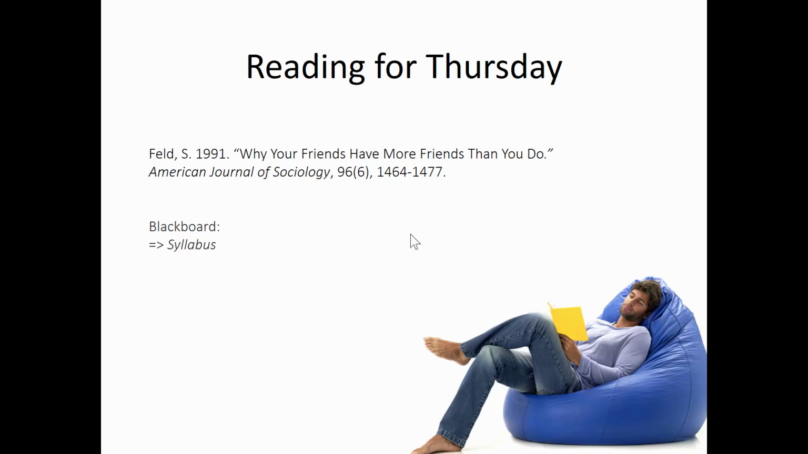But before that, because it is actually a very simple and yet fascinating piece, there is the paper by Scott Feld. It is part of the required reading list, so these things are all relevant for the exam. I will ask you questions about these papers that are on the required reading list. It's called why your friends have more friends than you do.